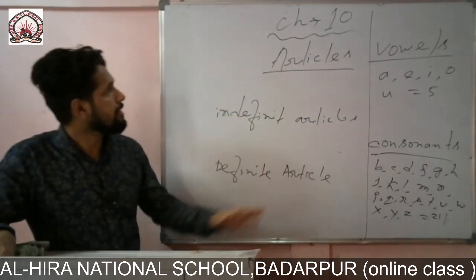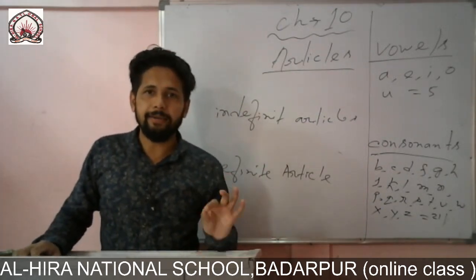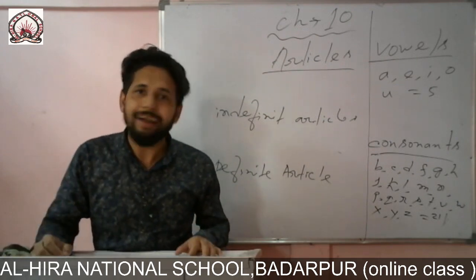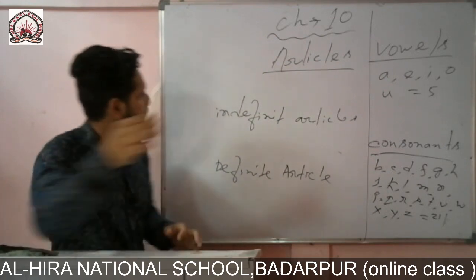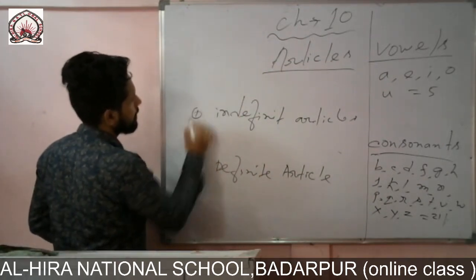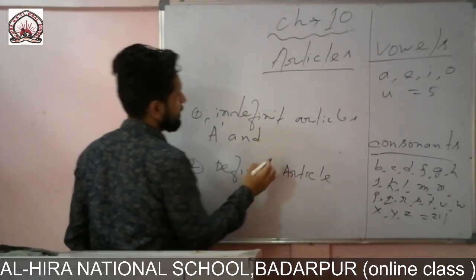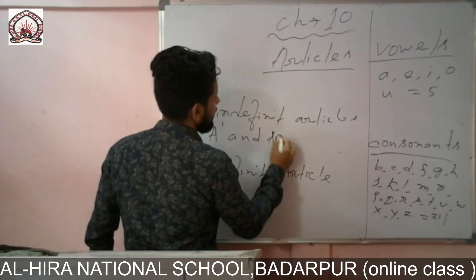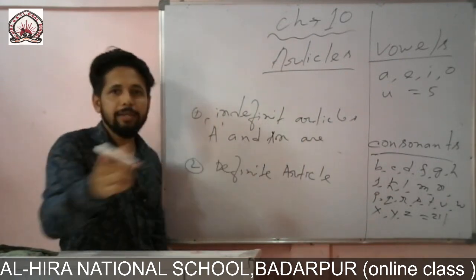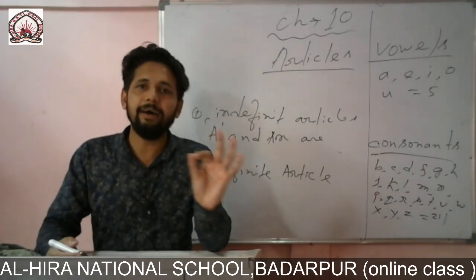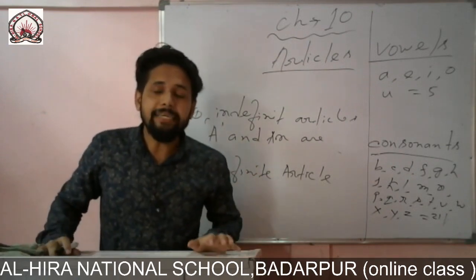So here you see, as we have got, A, AN and THE are what? Articles. So now we have to divide them in two parts. A and AN are what? Definite articles? What? A and AN are indefinite articles.